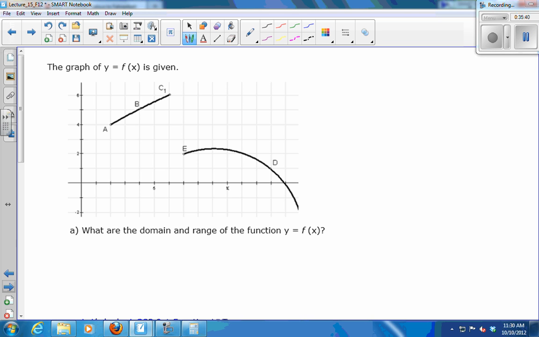So here's a graph of a function. Each input has exactly one output. You can pick any input you want, like pick 5, right? It's got one output. Okay, so it is definitely a function. Now I want to know its domain. What are all the x values for which this function exists?